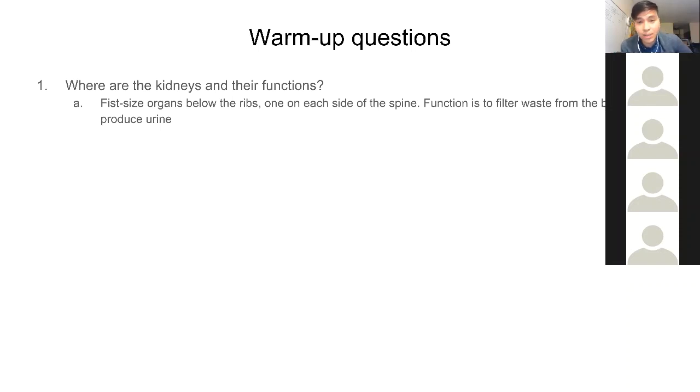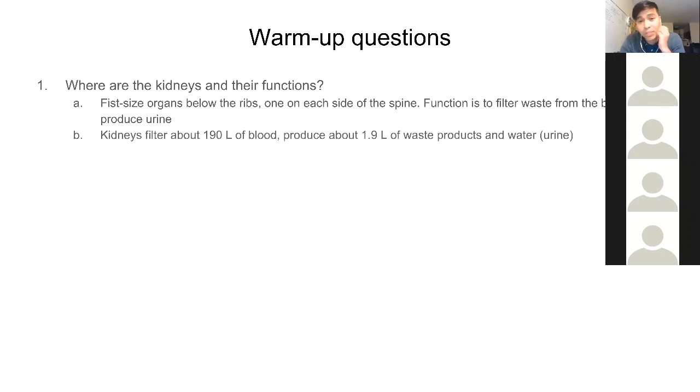The function of the kidney is basically to filter the blood, and the anatomical position of the kidney is usually below the ribs. So that's why sometimes rib fractures can puncture either the spleen or the kidney, because it's very close to the ribs. The function is to filter the waste and also to produce urine. We make about 2 liters of waste products in urine. So when you have a patient with a kidney stone, you want them to drink about 2 liters of water to replace the water loss.